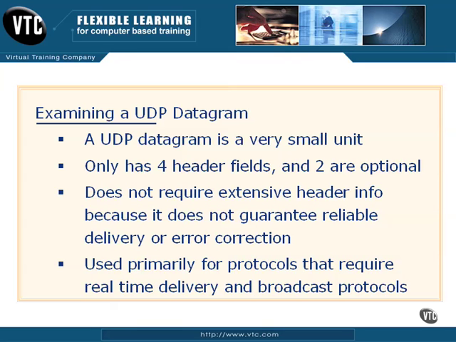They're optional. Now, the reason it doesn't have all this extensive header info that TCP does is because it doesn't carry out a lot of the same processes that TCP does. It doesn't have mechanisms to guarantee reliable delivery, error correction, flow control, windowing, and so forth. It doesn't need to, because basically it's used for protocols that don't require all that overhead. It's used for protocols that require real-time delivery and certain broadcast protocols.